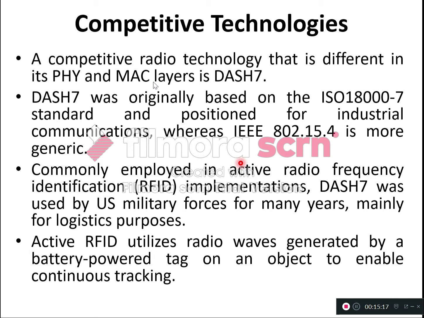So let us see competitive technologies. Which are the other technologies competing with this technology? A competitive radio technology that is different in its PHY and MAC layers is DASH7. So this is a competitive technology. DASH7 was originally based on the ISO 18000-7 standard and positioned for industrial communication. So this is for industrial communications, whereas 802.15.4 is more generic. It can be used for any kind of application.